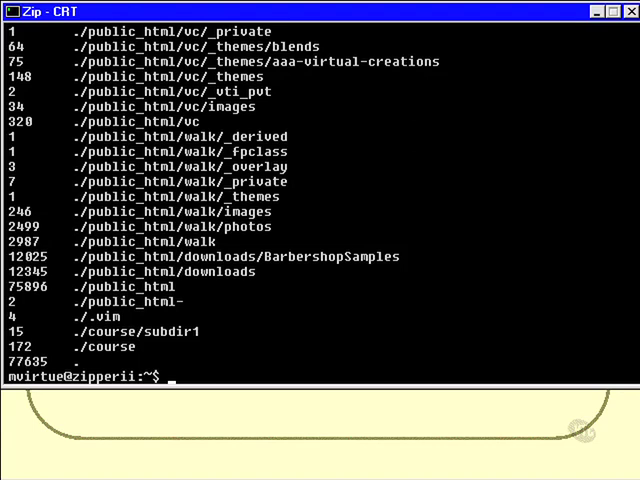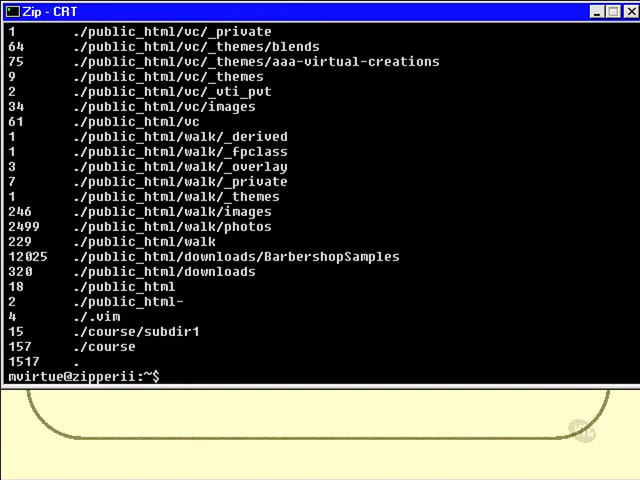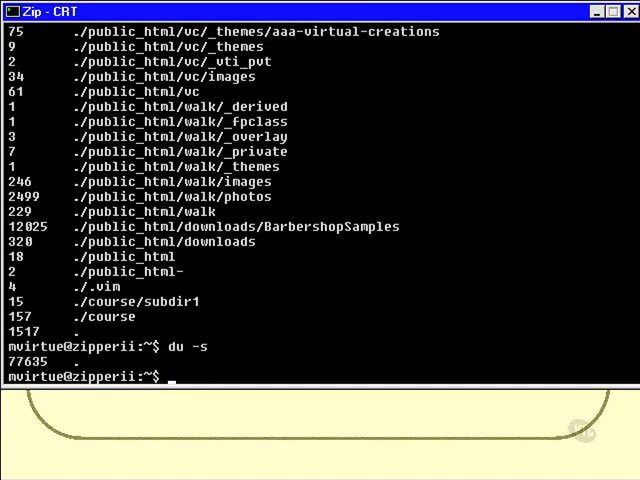Now, if I don't want to see all that intermediary information, I can just simply type in du -s of the directory that I want, or is it du minus lowercase s? There we are. So du minus lowercase s will simply tell you how many kilobytes the directory that you specify is using up. And by the way, that's also the number of blocks that are being used.